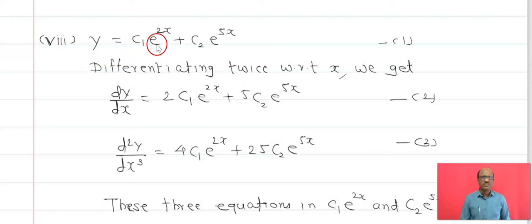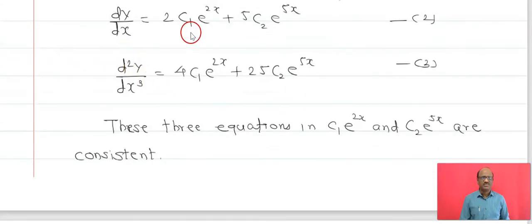y equals c1 e raised to 2x plus c2 e raised to 5x. This is equation number 1. Now differentiating twice with respect to x because it has two arbitrary constants. Therefore, dy by dx equals, what's the derivative of e raised to 2x? Derivative of e raised to 2x is e raised to 2x into derivative of 2x, which is 2. Therefore, dy by dx equals 2c1 e raised to 2x plus 5c2 e raised to 5x. Again the derivative of e raised to 5x is e raised to 5x into 5. This is equation number 2.